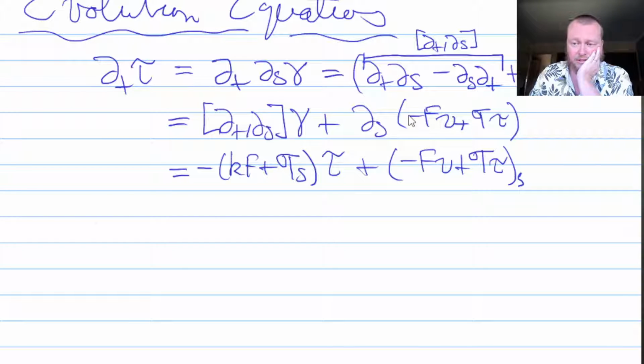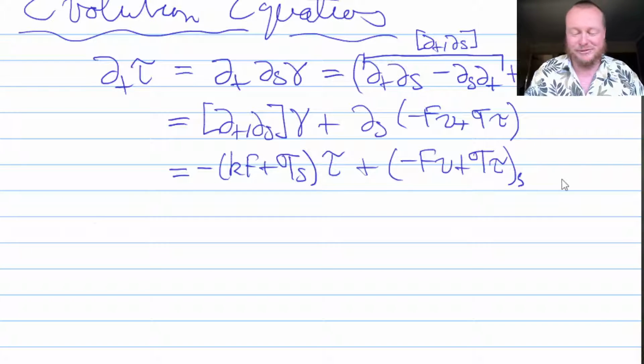This is the same thing. I just wrote it differently because why not? Keep things interesting. Variety is the spice of life.